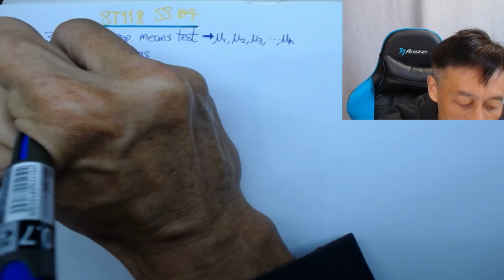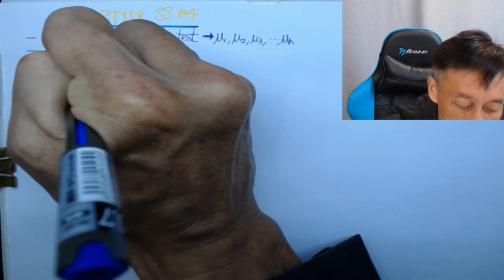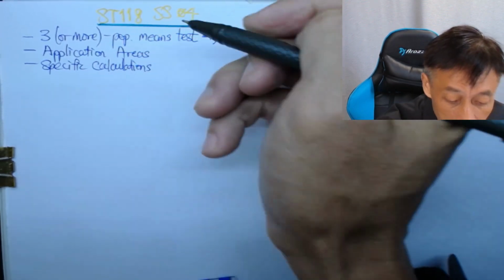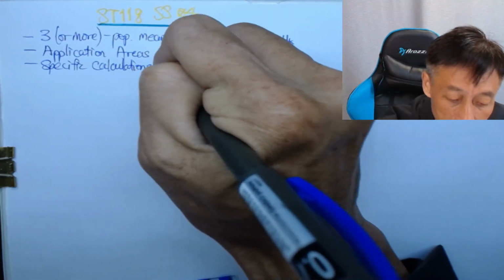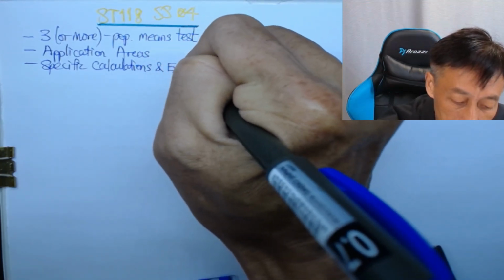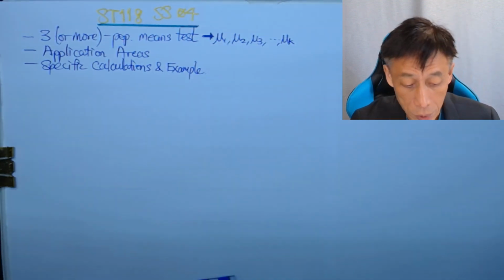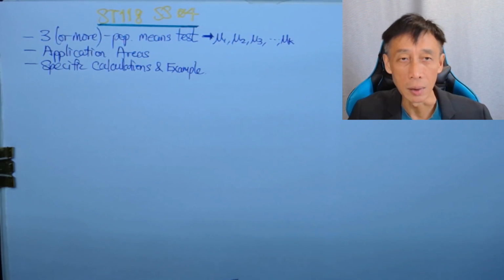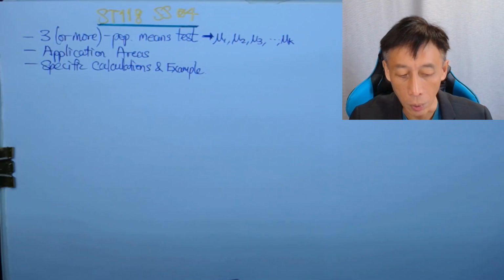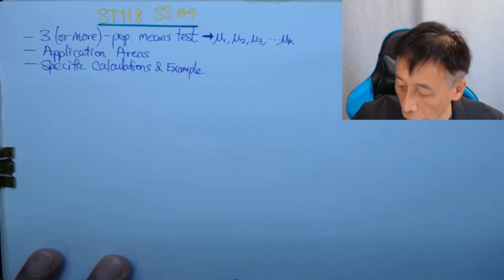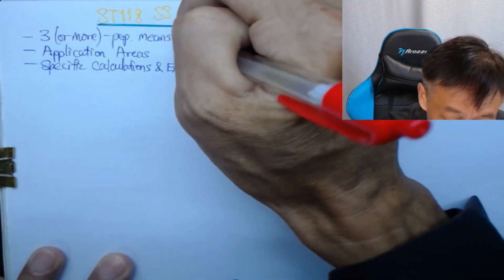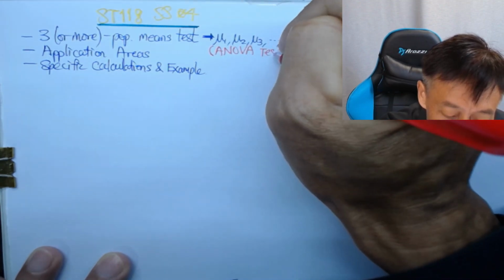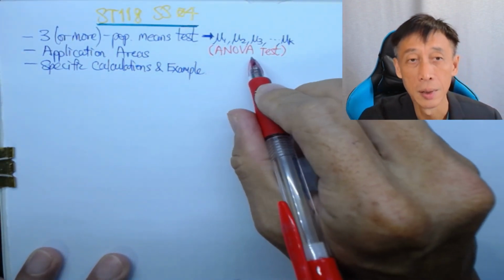Then we talk about the specific calculations involved in this kind of test and illustrate it with an example. So let's just go right in. This family of problems is the three or more population means test. Another word for this is the famous ANOVA test. Who knows what this word ANOVA means?